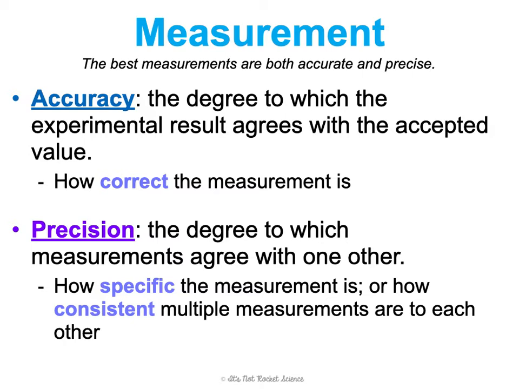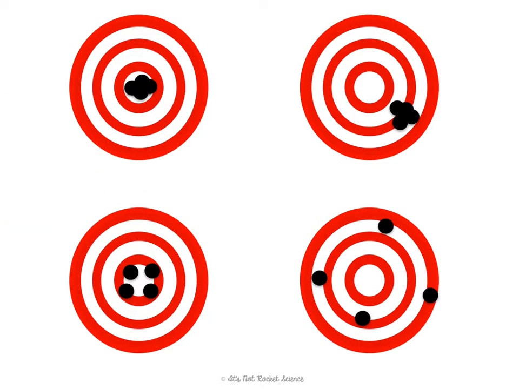to each other? So an example that I like to use is targets. I like to use targets because they make it easy to see accuracy and precision. So we all know that the goal of the target is to get it into the bull's eye or the center circle. Okay, so we have four different targets.